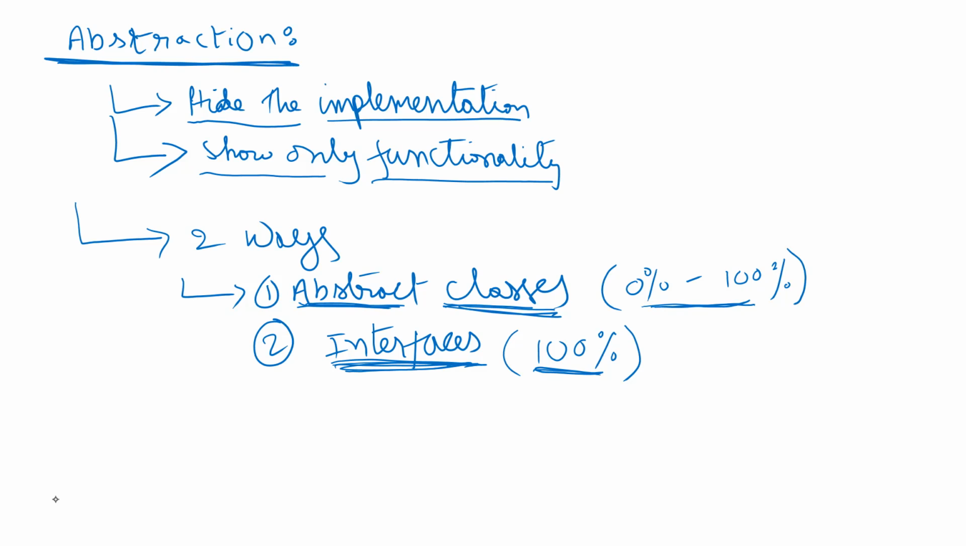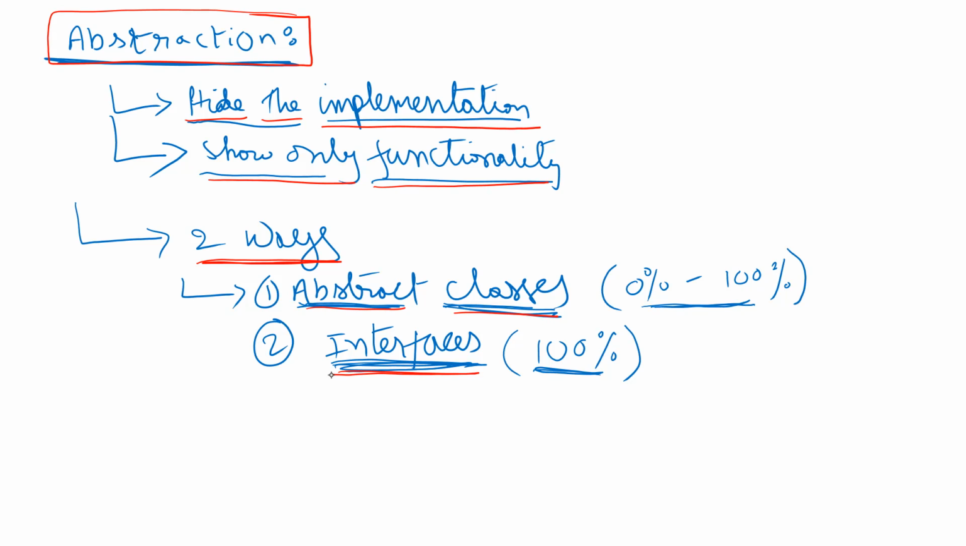Let's see this again. What is abstraction? Abstraction is the process of hiding the implementation and showing only functionality to the user. What are the ways to achieve abstraction? There are two ways: one is using abstract classes and the second one is using interfaces. Using abstract classes, we can achieve 0 to 100% abstraction, but using interfaces, we can achieve 100% abstraction.